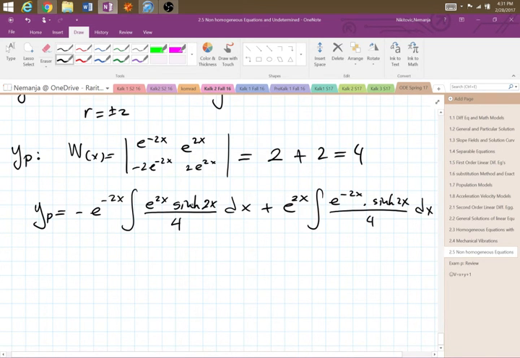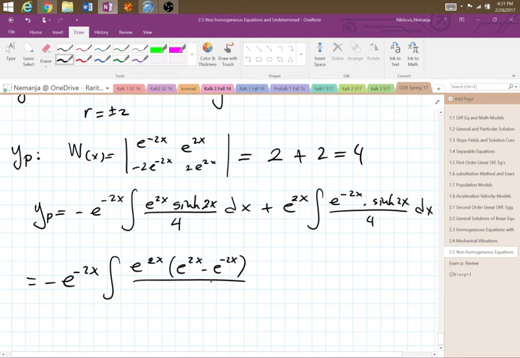We write the sine hyperbolic out, multiply by e to the x, which is going to kill one of the e's. So this is e to the negative 2x, and then in this integral it's e to the 2x times e to the 2x minus e to the minus 2x over 2, so over 8 in total, dx, plus e to the 2x integral, e to the minus 2x, another sine hyperbolic here, so e to the 2x minus e to the minus 2x dx divided by 8 again.